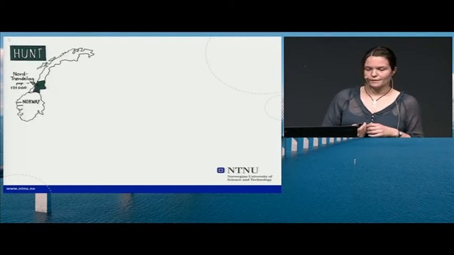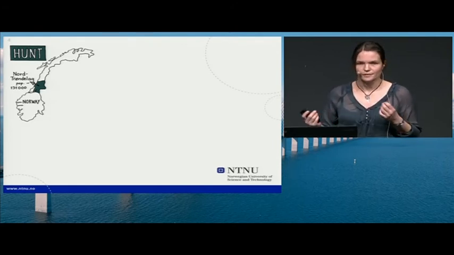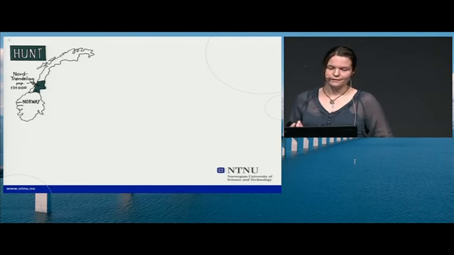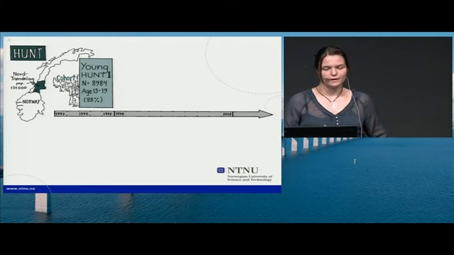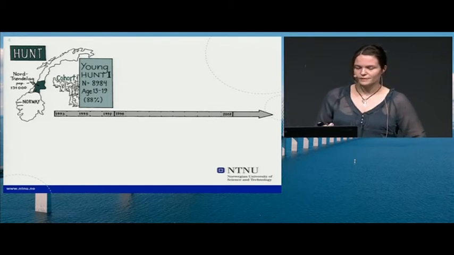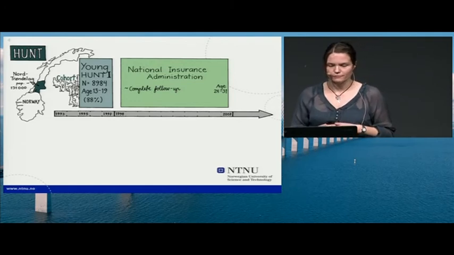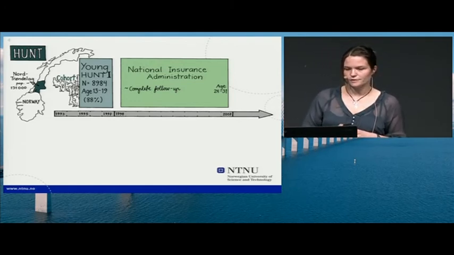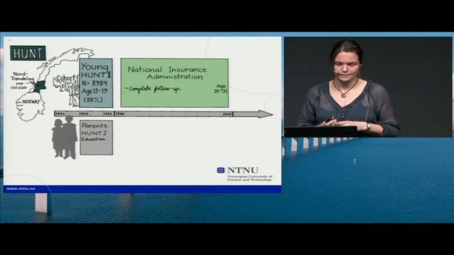And in order to answer these questions, we have used data from the HUNT studies. This is a large population study from the middle of Norway. And in the mid-90s, almost 9,000 adolescents answered a questionnaire. And this Young-HUNT cohort is our main study cohort. And thanks to the good Norwegian registers, we can follow all these young people for 10 years in the Social Insurance Administration registers. And we also have information on their parents, most of their parents.